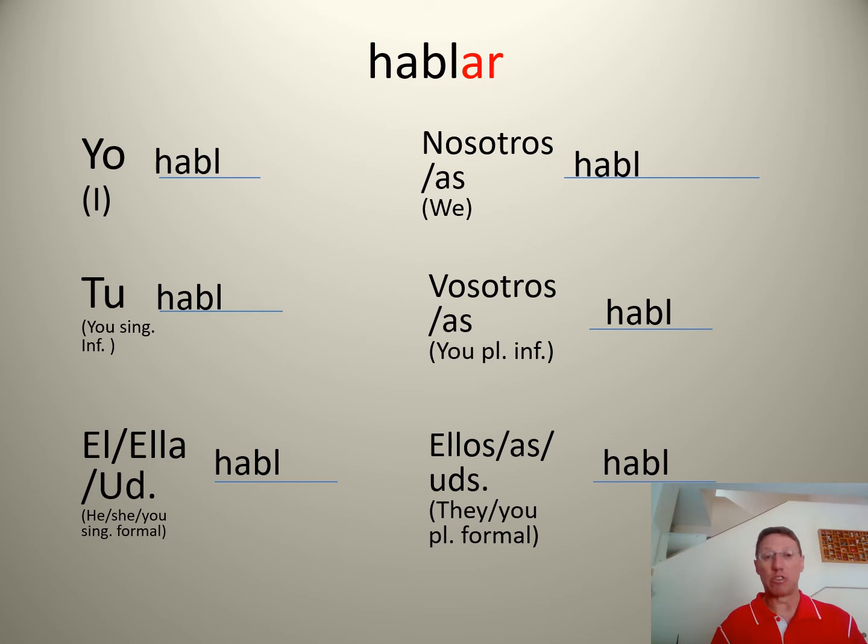So for yo, the ending is always o. So it would be yo hablo, I speak. Yo hablo. Tu hablas, which is you speak. El, ella, usted habla. Nosotros, nosotras hablamos, we speak. Vosotros, vosotras habláis. And notice there's an accent mark on the A, because normally in Spanish the stress is on the second last syllable of the verb, or any word that you have with 2 or more syllables. In this case, the stress is on the last syllable, so we indicate that by putting a stress mark on the A, the start of the last syllable. And ellos, ellas, ustedes would be hablan, they speak.